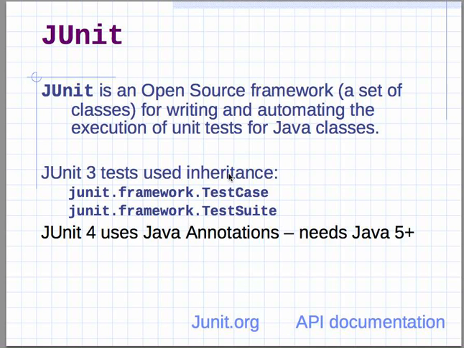There are two main flavors that are still in use. JUnit 3: these test classes used inheritance, so you set up test classes that inherited from TestCase or TestSuite. But we will use the later version, JUnit 4. This uses Java annotations and therefore it needs Java 5. Even though you could use JUnit 3 with Java 5, these days most people use JUnit 4, and that's what we will use. There's some documentation available at JUnit.org.